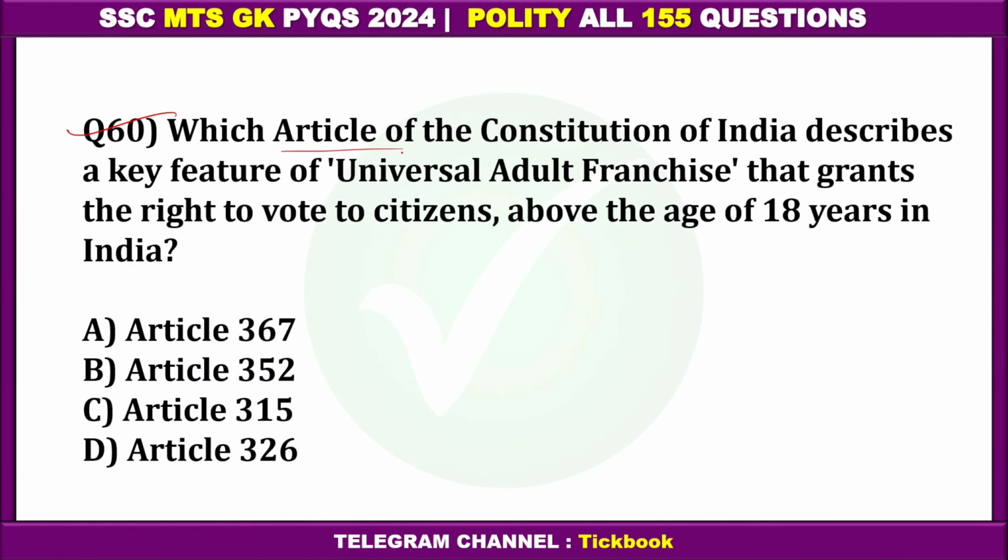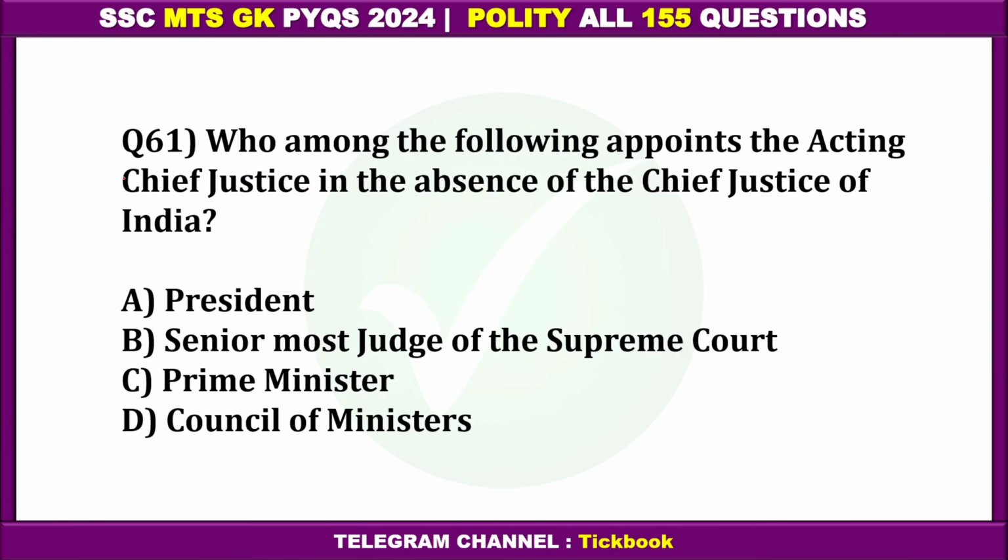60. Which article of the Constitution of India describes the key features of the universal adult franchise that grants the right to vote to citizens above the age of 18 years in India? Option number D, Article 326. 61. Who among the following appoints the acting Chief Justice in the absence of the Chief Justice of India?